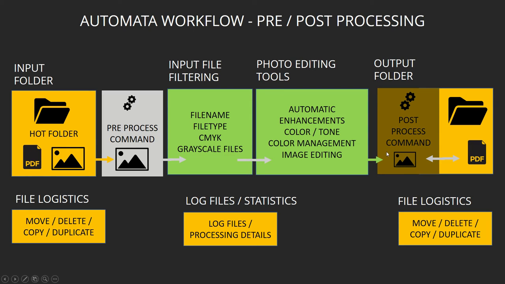And if you use output folder post-processing, it means that when Automata has processed the file, it will be run through this post-process command. Here you can, for example, inform your editorial system that the file has changed, or you can use your custom FTP uploading. And all these file logistics features are also available for pre and post processing commands.